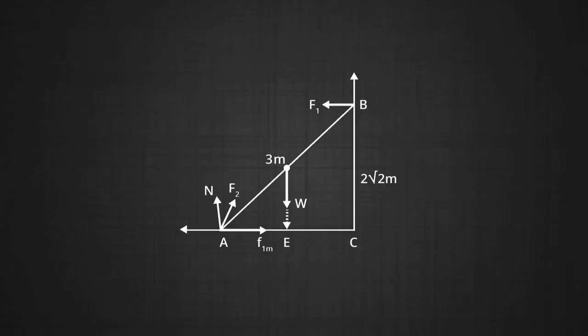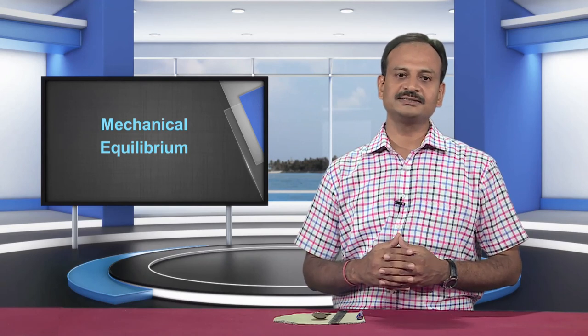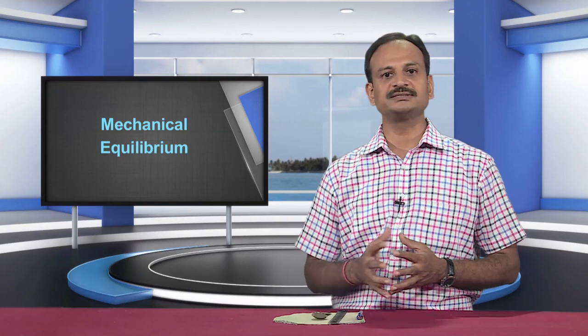If you look at the figure carefully, friction and normal reaction N actually pass through point A. So if we take torque about point A, we will not have to determine the torques due to these two forces. We are left with only the torque due to the other two forces, F1 and W, the weight of the ladder. So our calculation becomes much easier. Finding torques, we can write 2 into F1 minus half into W is equal to 0, taking anticlockwise torques as positive and clockwise torques as negative. This is equation number 3.